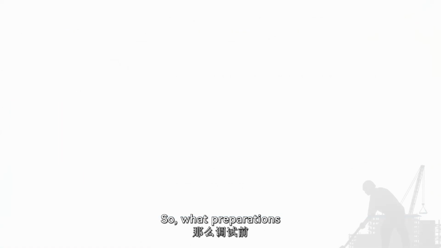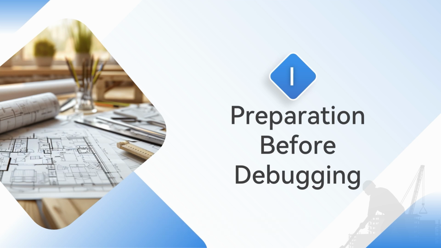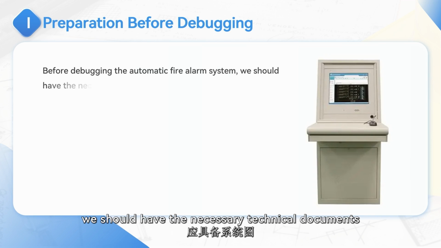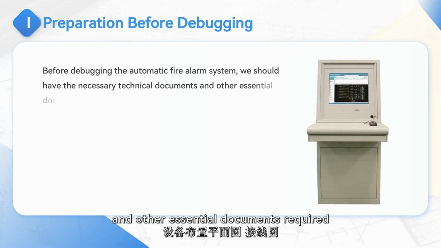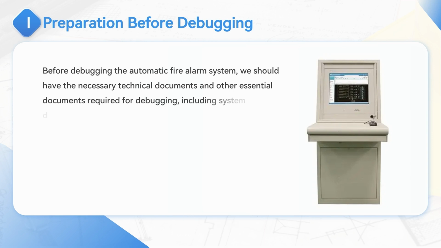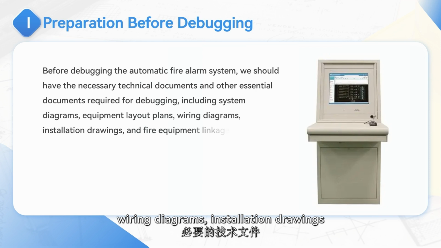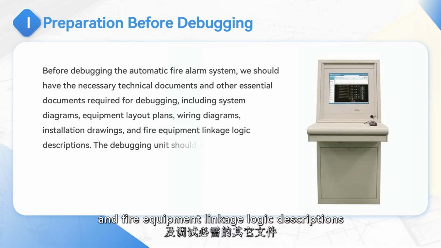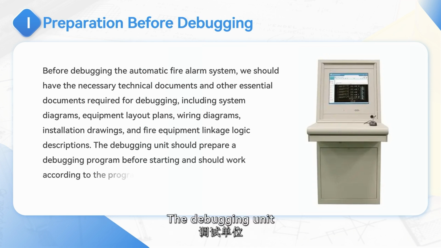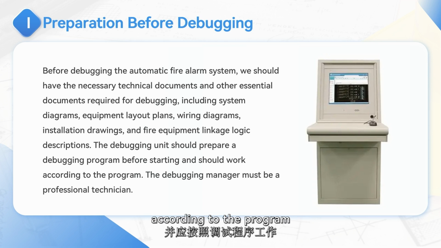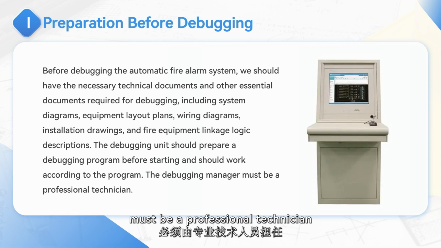So, what preparations should we make before debugging? Before debugging the automatic fire alarm system, we should have the necessary technical documents and other essential documents required for debugging, including system diagrams, equipment layout plans, wiring diagrams, installation drawings, and fire equipment linkage logic descriptions. The debugging unit should prepare a debugging program before starting and should work according to the program. The debugging manager must be a professional technician.